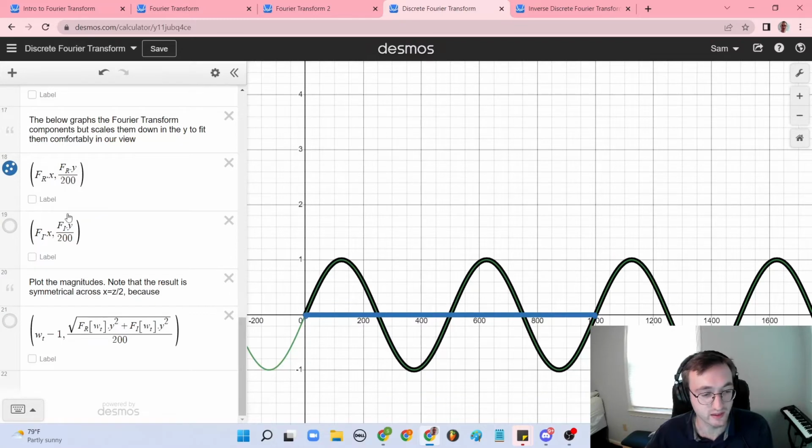This is the Fourier Transform, the real part and the imaginary part. And then we can graph this, and this is how we would identify frequencies, by looking at the magnitudes. And again, I've scaled it down.